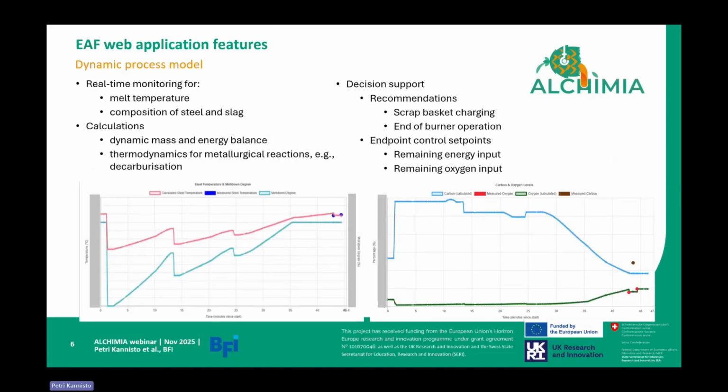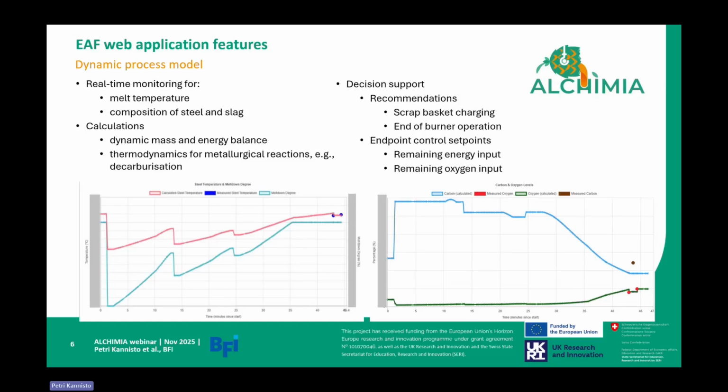So for the EAF web application, another feature is of course the dynamic process model. This is for online operation. The scrap mix optimization happens offline, but this happens online to help optimize and provide decision support to the operator. It shows the melt temperature as a diagram, as well as the composition of steel and slag. And this is based on measurements. It is calculated in the background because it's not economical to completely try and measure from the furnace directly because of the high temperature, for instance. So it calculates the dynamic mass and energy balance and also thermodynamics for the metallurgical reactions, so based on equations, basically.